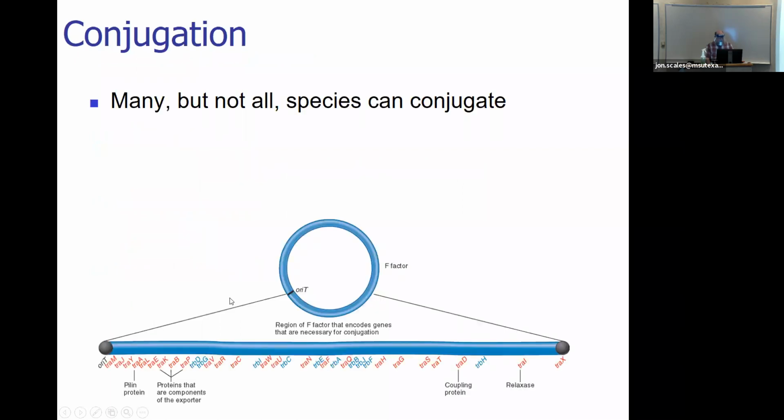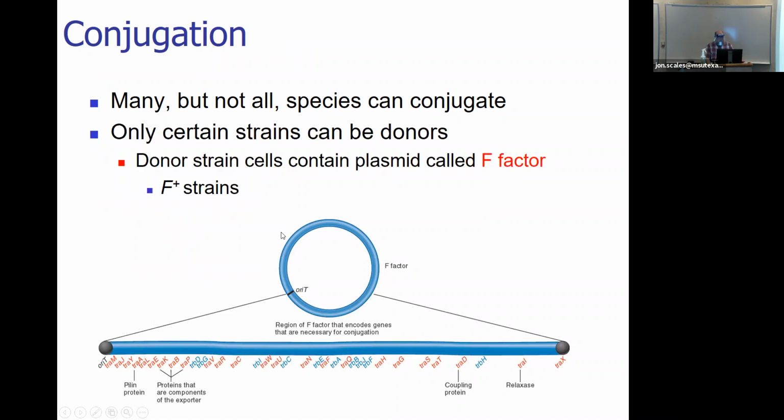So conjugation doesn't happen in all species, but a lot. And it's caused because there's a plasmid that specifically causes it to happen, called the F plasmid or F factor. You can use either name. And any strain that has that plasmid, this is the F plasmid, so they're called F plus because they have that.